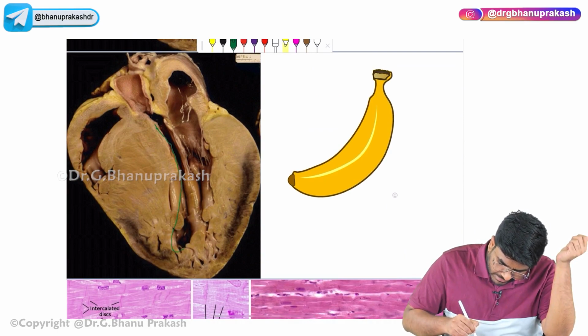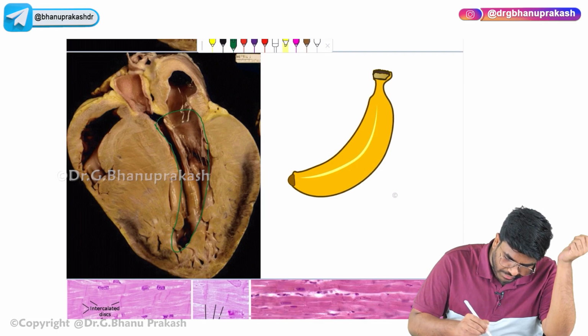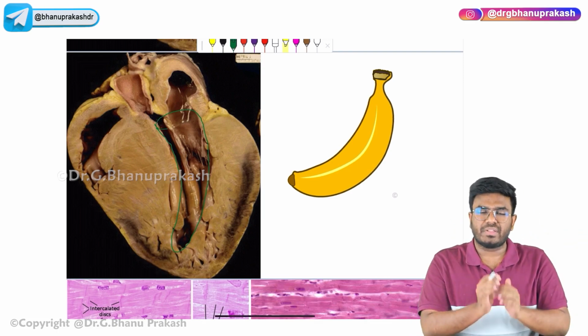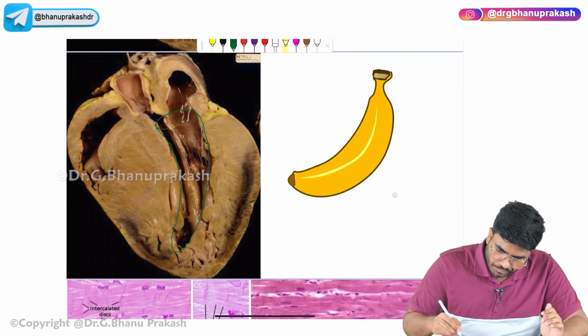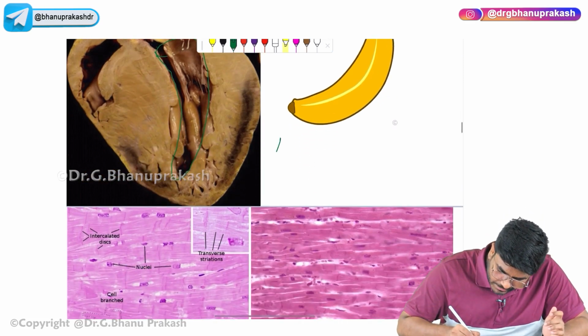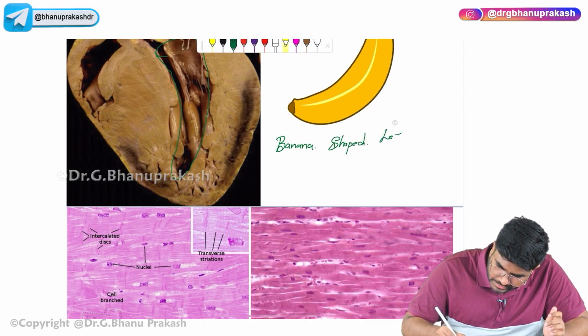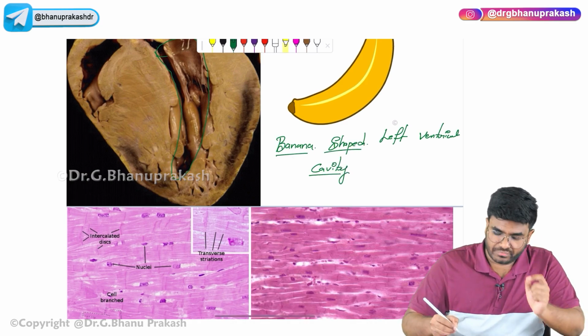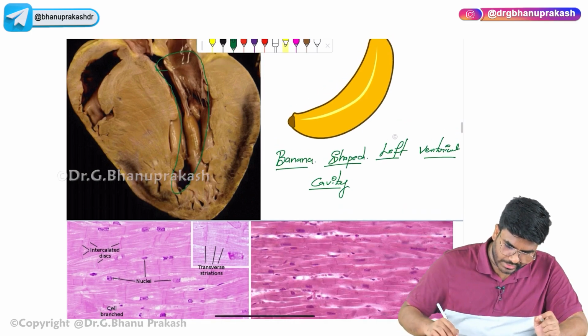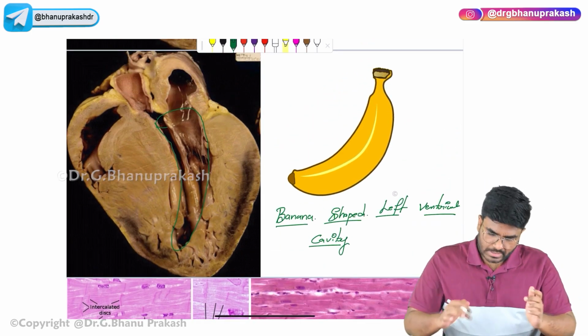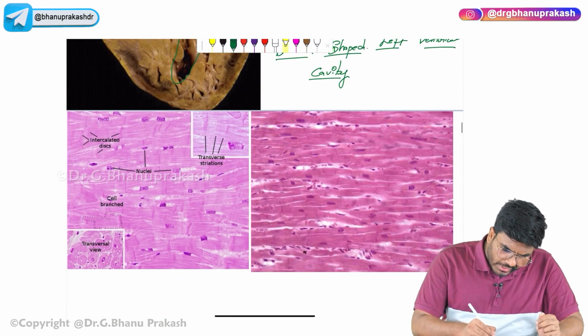See this left ventricular cavity, because of this septal hypertrophy, it's looking like the shape of a banana. Now it's too much narrowed down. So you will see a banana-shaped left ventricular cavity. The shape of the left ventricle looks like a banana because it's too much narrowed. Later, what else you should know?